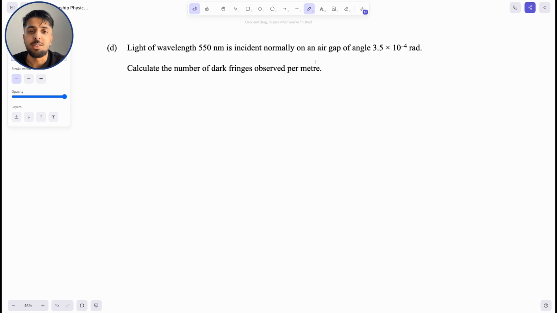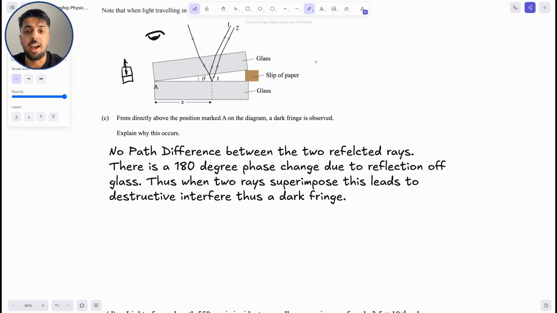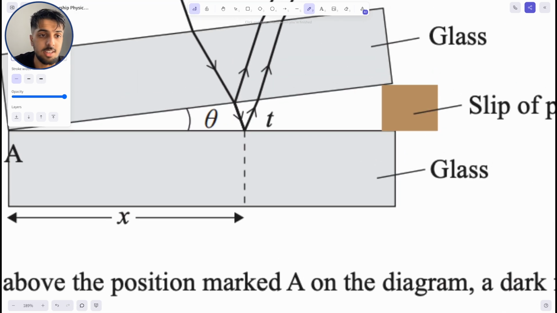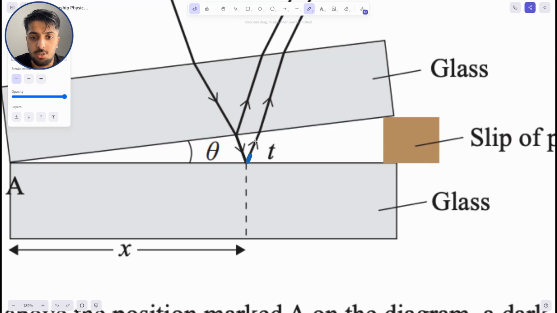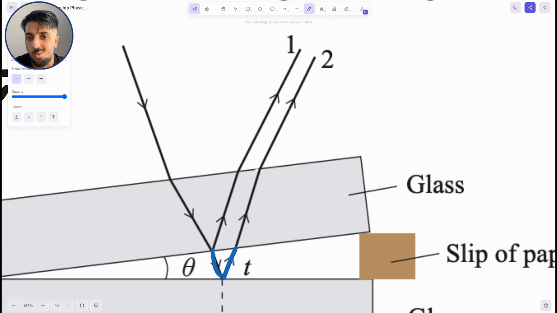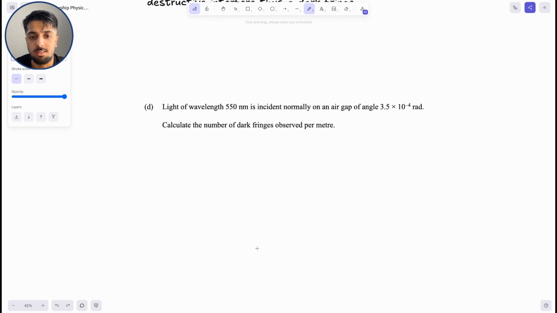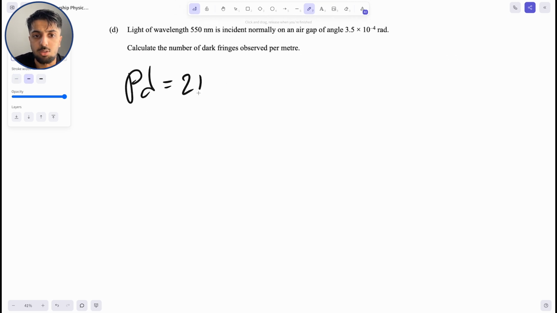Light of wavelength 550 nanometers is incident normally on an air gap of angle 3.5 times 10 to the negative 4 radians. Calculate the number of dark fringes per meter observed. So, first thing we need to know is our path difference between the two fringes is 2t, because this is 1t right here and this is a second t, so the path difference between ray 1 and ray 2 is 2t. Alright, so we can write that in. Our PD is equal to 2t, right?